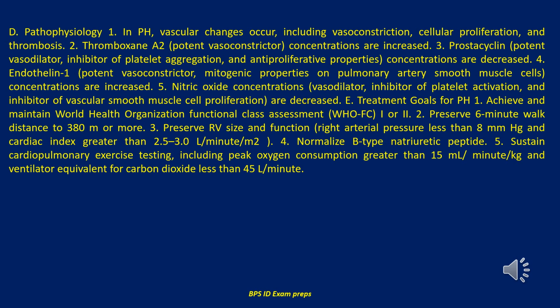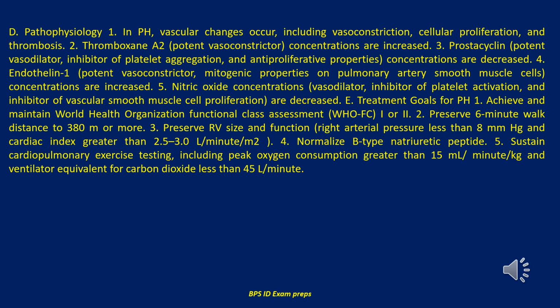4. Endothelin-1, which is a potent vasoconstrictor with mitogenic properties on pulmonary artery smooth muscle cells, concentrations are increased. 5. Nitric oxide concentrations, a vasodilator, inhibitor of platelet activation, and inhibitor of vascular smooth muscle cell proliferation, are decreased.